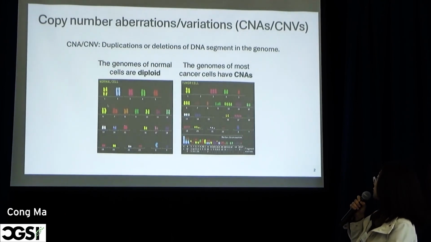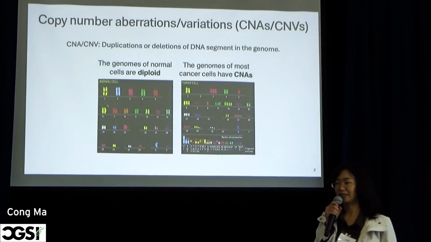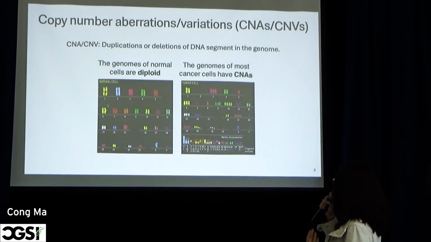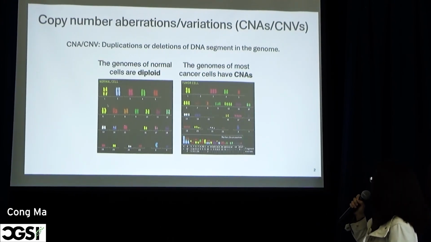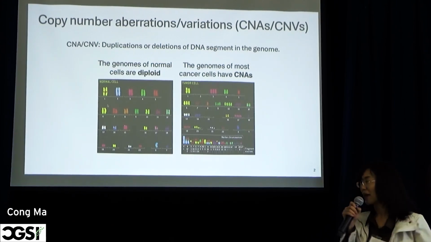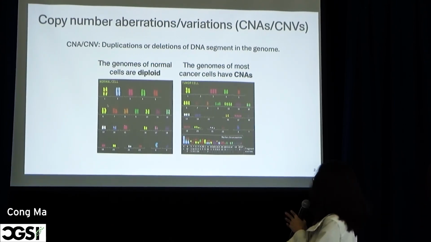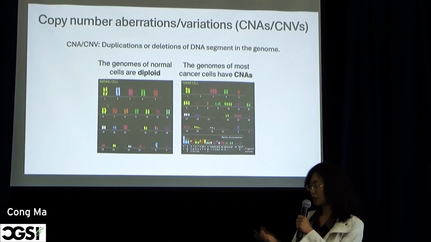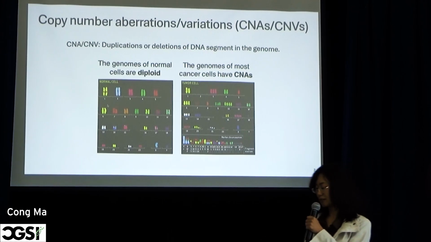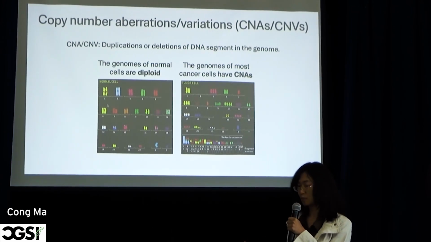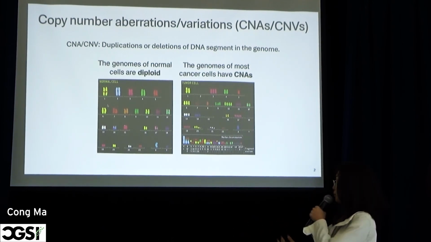The focus is on copy number aberrations, CNAs, also called copy number variations, CNVs. These are duplications or deletions of DNA segments in the genome. As human beings, we have two alleles for each chromosome, two copies for each chromosome. But for many diseases, we see aberrations, sometimes more copies of chromosomes or some part of the chromosomes.